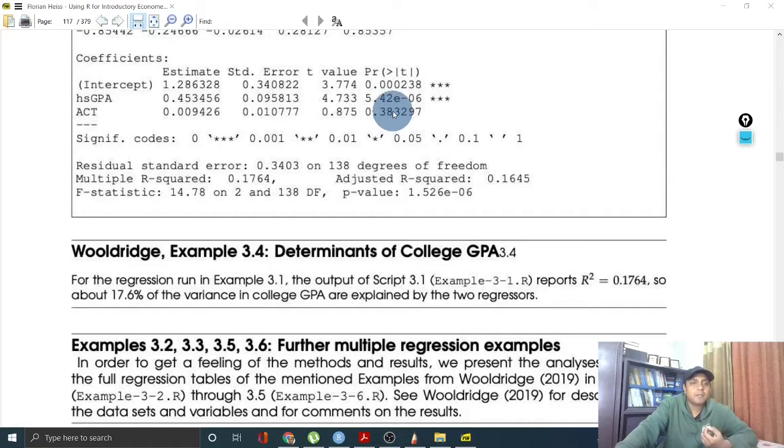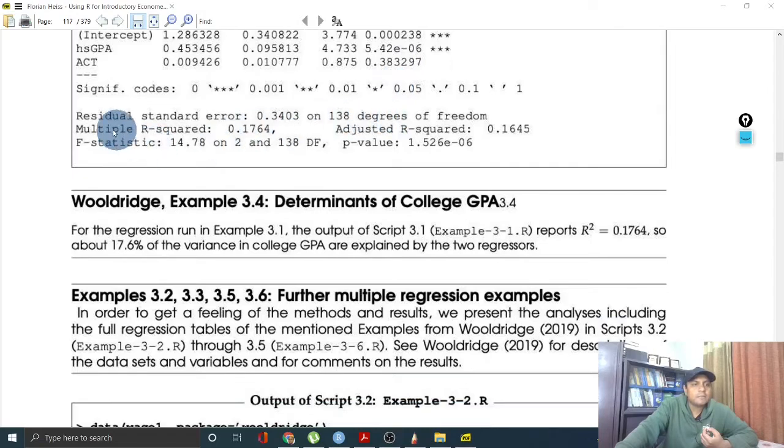Because it does not fall under the 5% or 1% significance level, and that's what it says. Also, it gives you the multiple R square, which is 17%. In my opinion, this model is not that good, because only 17% of the model is explained by the three variables: college GPA, ACT, and high school GPA. So there are many other variables which we did not cover in this model.